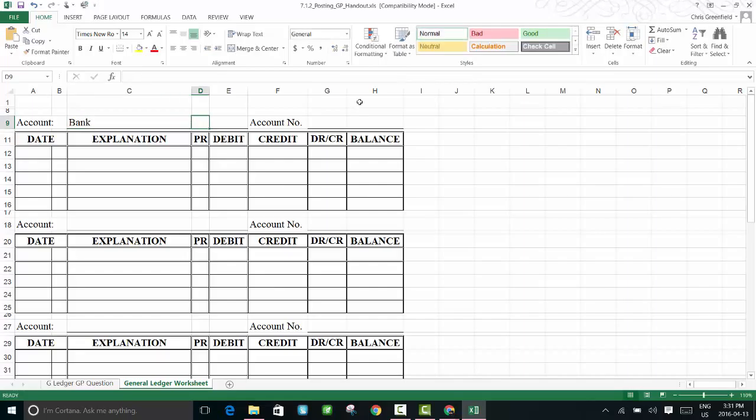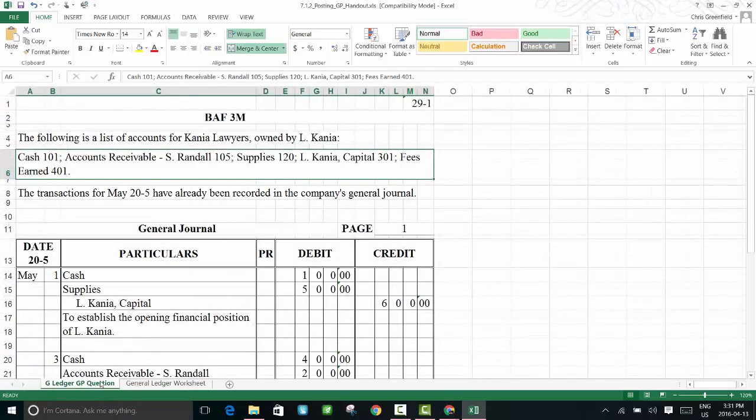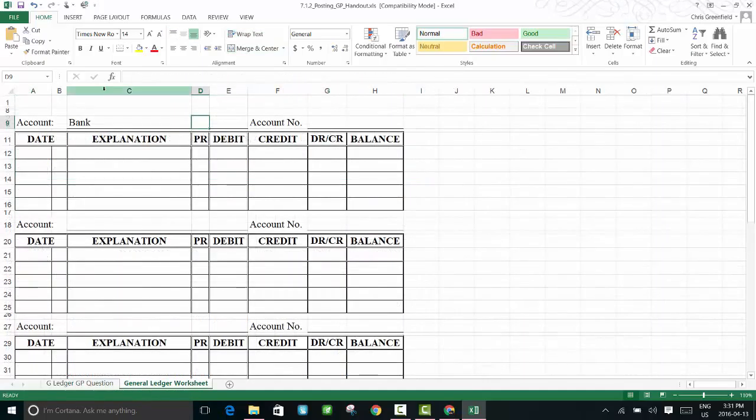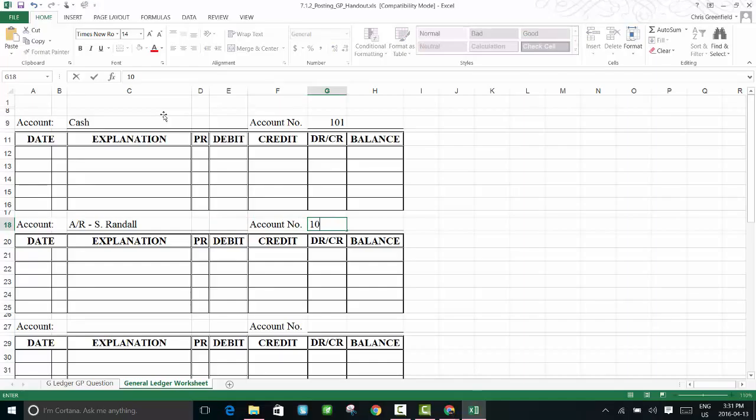The first one we have is our bank account. Let me just check here. They've used cash, so we'll use cash, even though we should be using bank. This is set up as account number 101. Next account we have is accounts receivable, S. Randall. You should be putting these values into your accounts the way I am here.